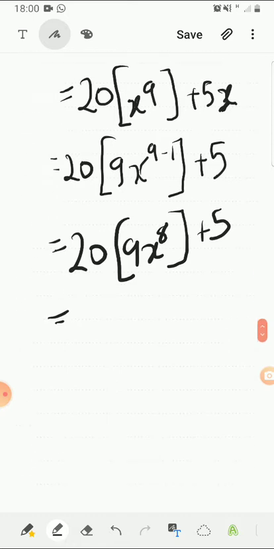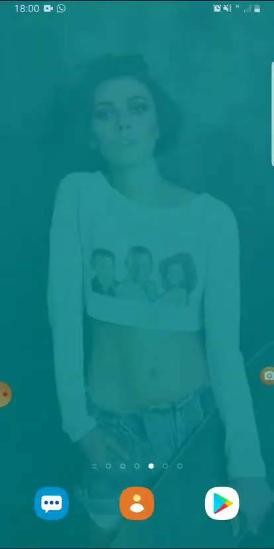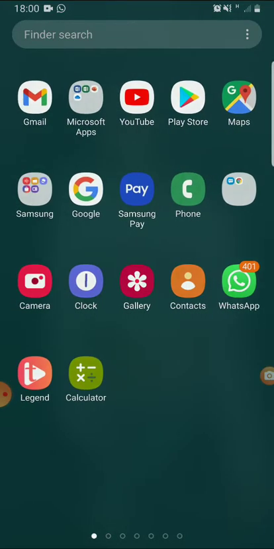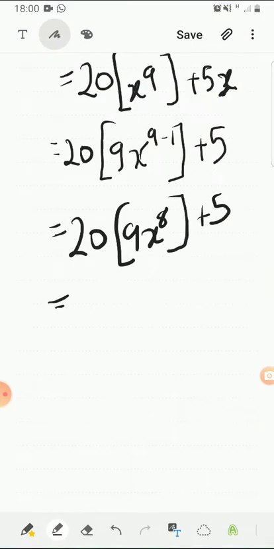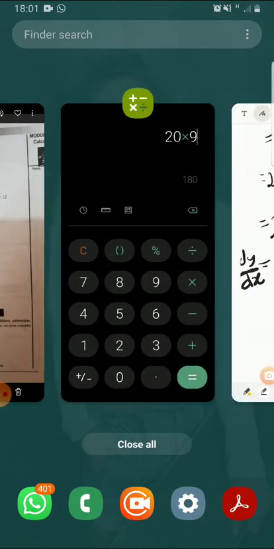Alright, so here you have 20 multiplying the 9. So you check it in your calculator. That will give you 20 times 9, which is 180. Alright, so the answer is 180. Then x raised to the power of 8, plus 5. This is your final answer, the derivative. Okay, all right, let's check another question.